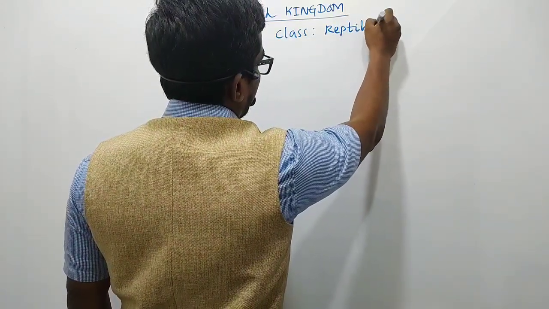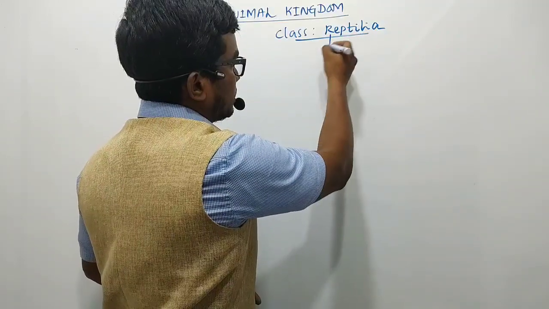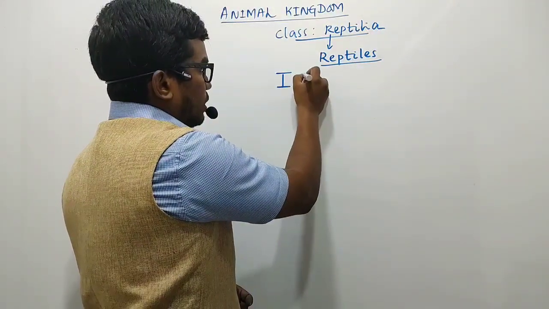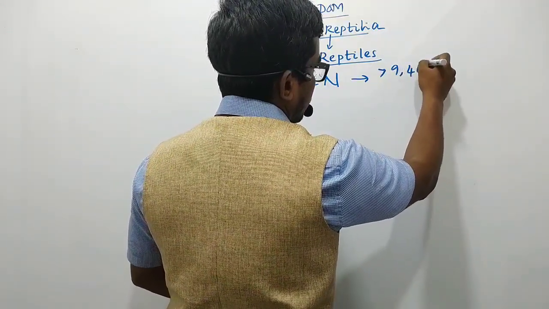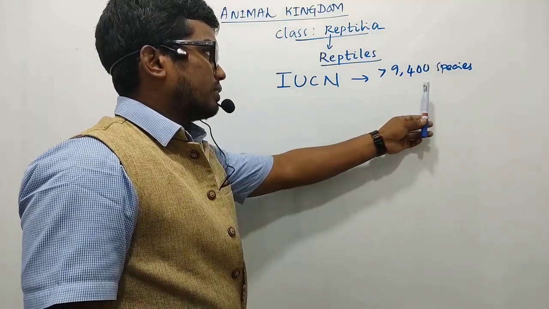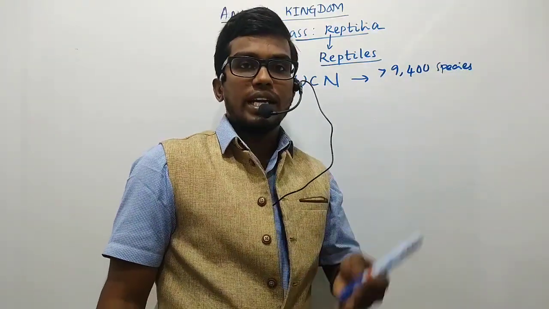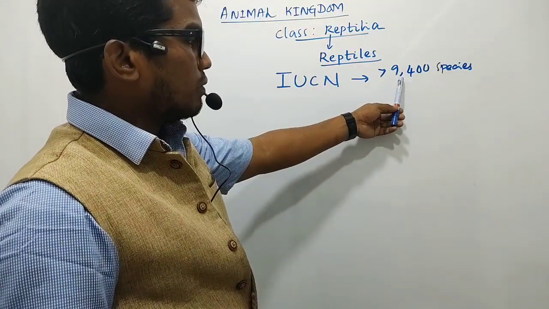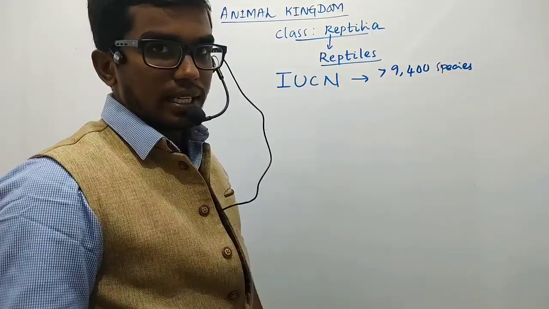Class Reptilia. Let us understand a few introductory aspects about the class Reptilia. The animals belonging to this class are called reptiles. According to the International Union for Conservation of Nature, around or more than 9400 species of reptiles are present. That was around 2001 and 2012. Many species, as we all know, are endangered and becoming extinct because of various inhuman activities. But just remember, around 2001 and 2012, we had more than 9400 species according to the International Union for Conservation of Nature.